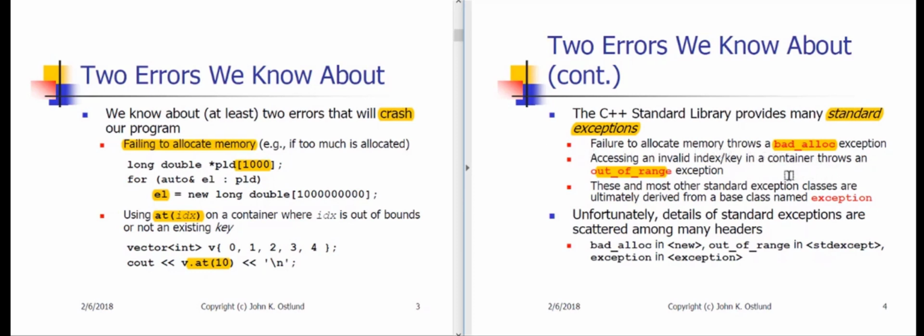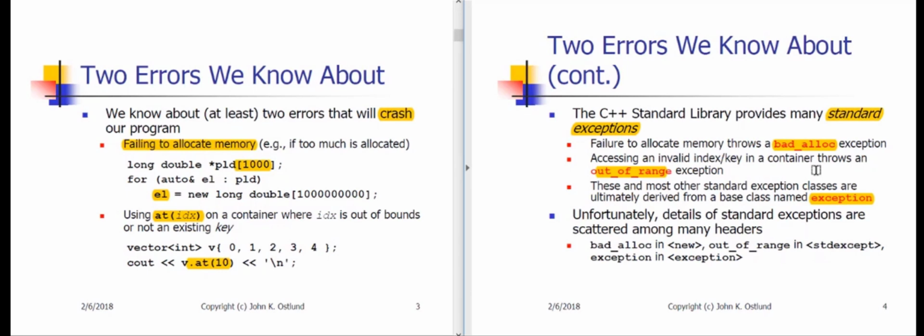It turns out that these standard exceptions are organized into a hierarchy. Standard exceptions are actually classes, and throwing an exception involves creating and throwing an object of a particular exception class. These standard exceptions have as their basemost class a class named exception. So a bad alloc is a kind of exception. An out of range is a kind of exception.